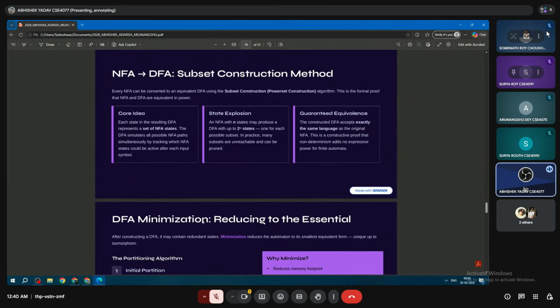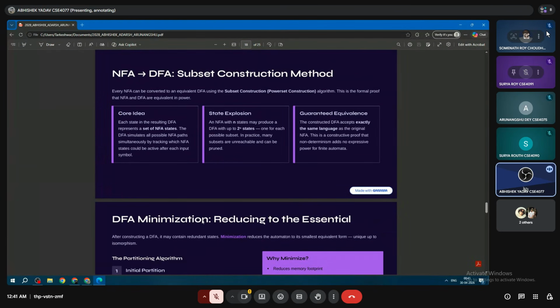Now, how to convert an NFA to a DFA? We have the subset construction method. Every NFA can be converted to an equivalent DFA using subset construction, meaning the power set construction algorithm. This is a formal proof that NFA and DFA are equivalent in power. So what is the core idea? Each state in the resulting DFA represents a set of NFA states. The DFA simulates all possible NFA paths simultaneously by tracking which NFA states could be active after each input symbol.